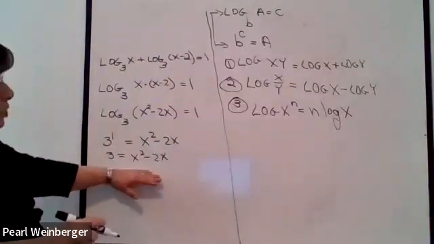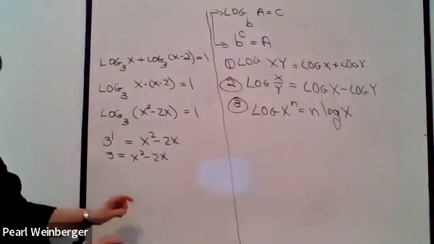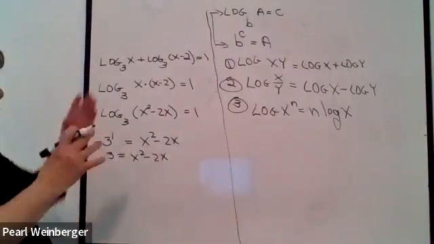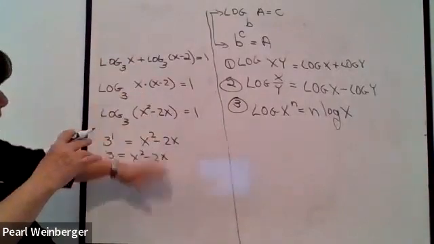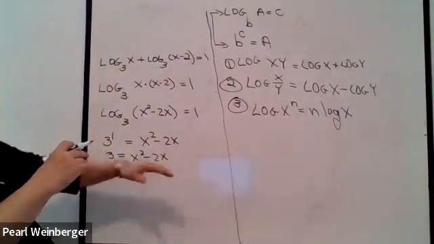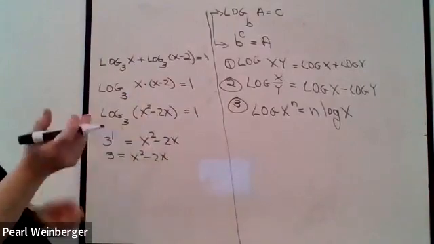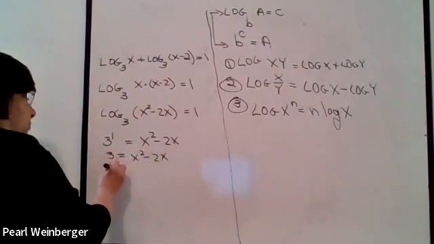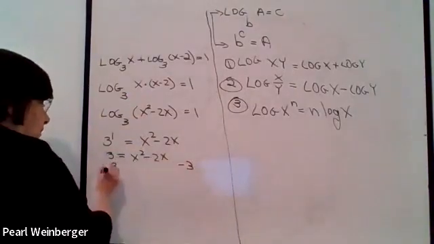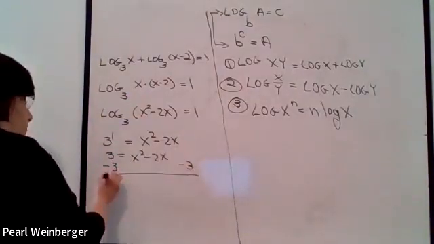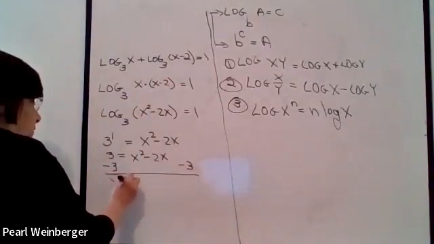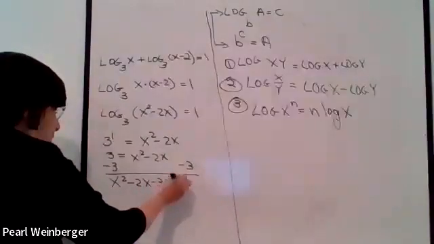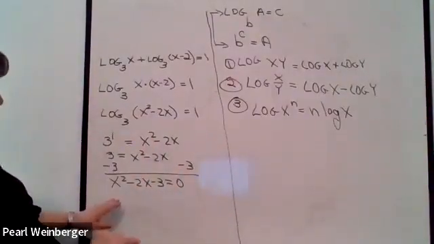Now I see what I have to solve. It's just a regular algebra equation. Notice we went from the log form to the regular things that we had learned previously. This is a quadratic equation that has to be solved, so I have to get it equal to 0. I'm going to bring this 3 to the other side. This gives me x squared minus 2x minus 3 equals 0. I just switched it around.